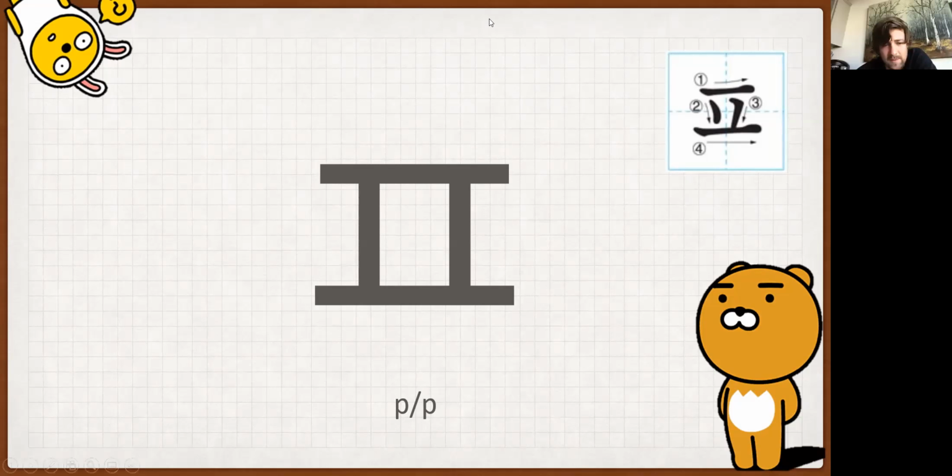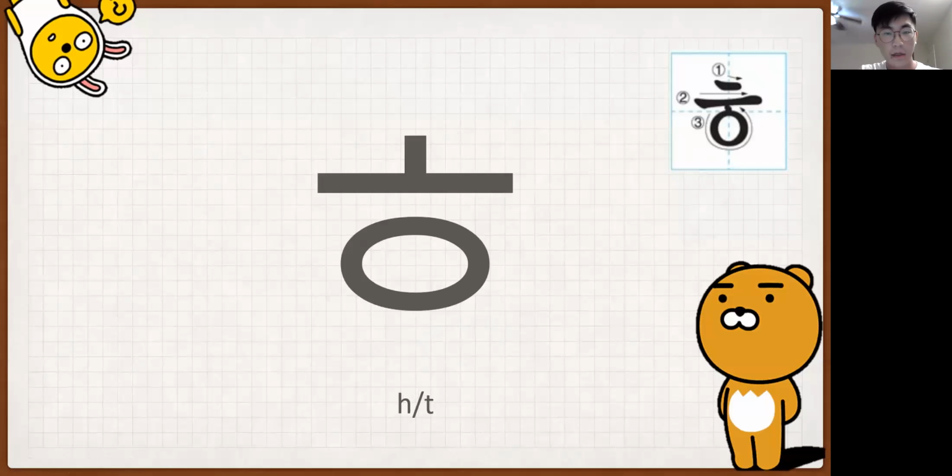So does that end in a soft P or a soft T? Soft P. Okay. So this is piup. This is hiut. And when you end with this, it is also a soft T. Hiut.